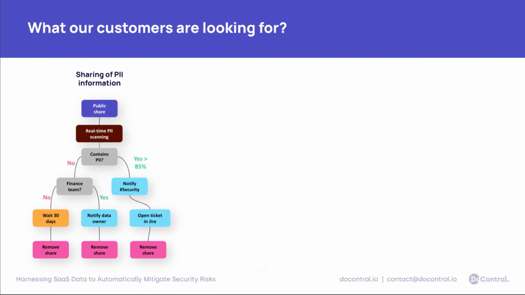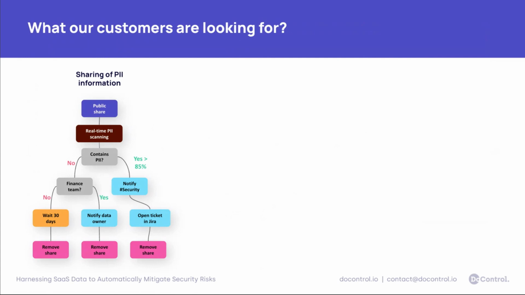Someone publicly shared a file in Google Drive. They would like to scan the file for PII and make a kind of decision tree, a workflow. If the file contains PII with a probability higher than 85%, notify the security team in Slack, open a ticket in Jira, and then revoke or remove the share.